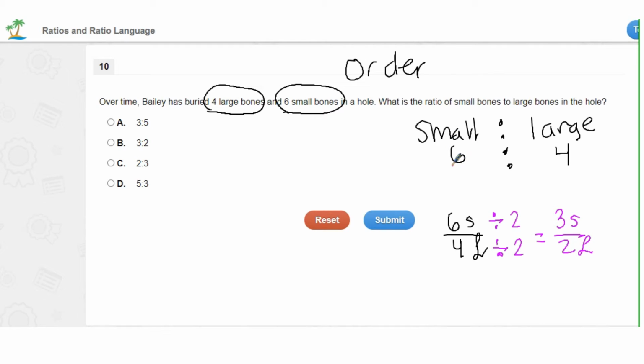Now you could also simplify here by dividing both by 2, and then you'll end up with 3 colon 2, which is answer choice B. So this one right here.